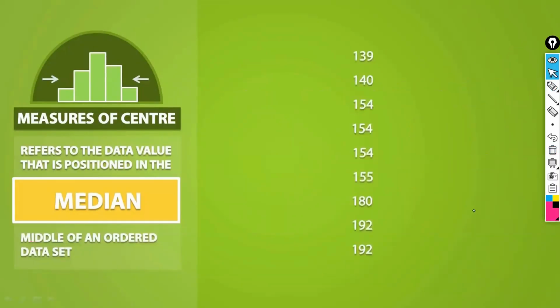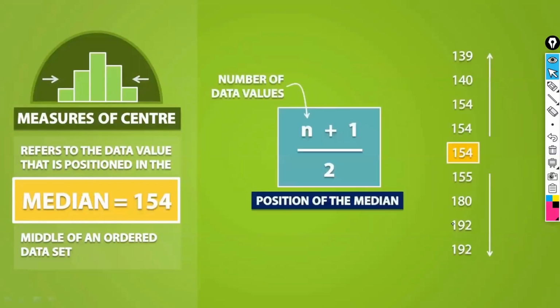So here, this is the data. First, I'm going to convert this into ordered data, in ascending order. In this ascending order, total 9 values are there. The center position is 154. So the median is equal to 154. Here total 9 values are there, so directly you can see the center position. This is the center one because here 4, here 4. Center one is this one. Okay, a simple data set, 9 values only.